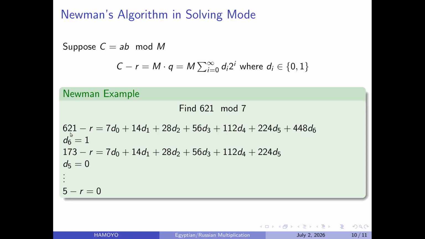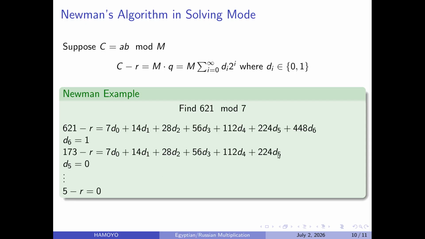Then what do we do next? Because 448 is lesser than 621, we say D6 is equal to 1. And when this is equal to 1, we can subtract 448 on both sides, or essentially, as some people say it, move 448 to the left-hand side and subtract from 621. Then we end up with 173. Then we have 173 minus R is equal to all of this relation up to 224 D5. And because 224 over here is greater than 173, we say D5 is equal to 0.